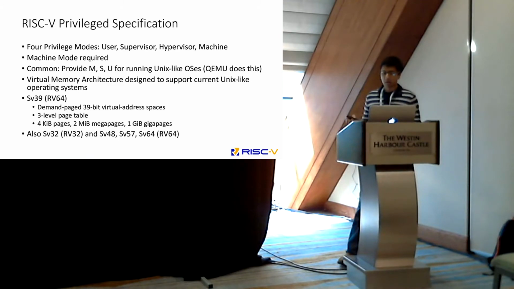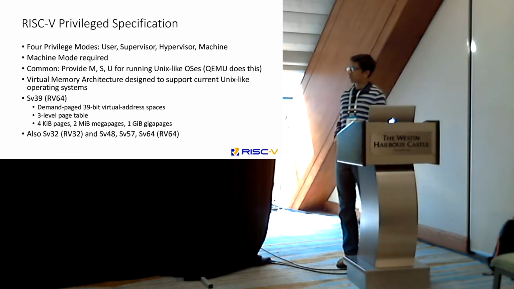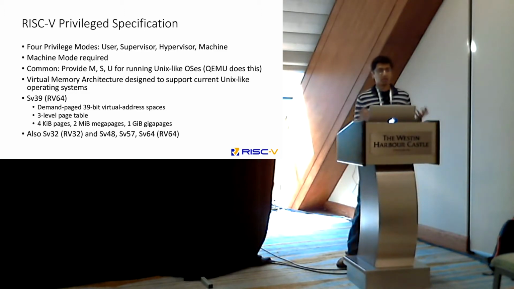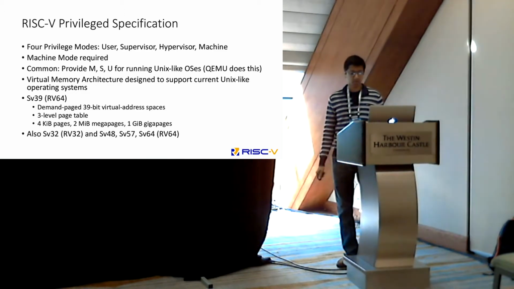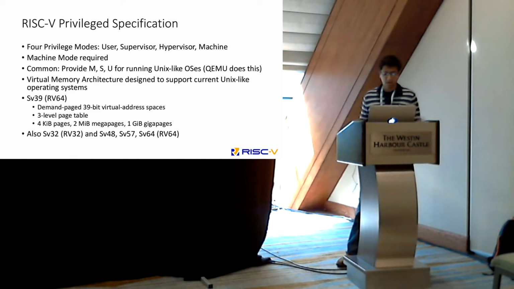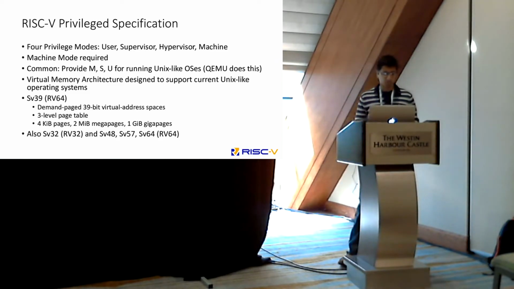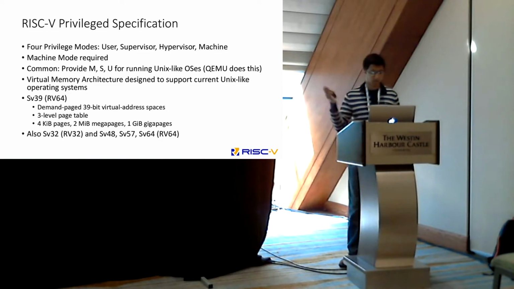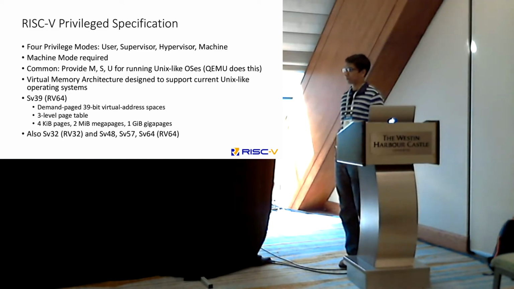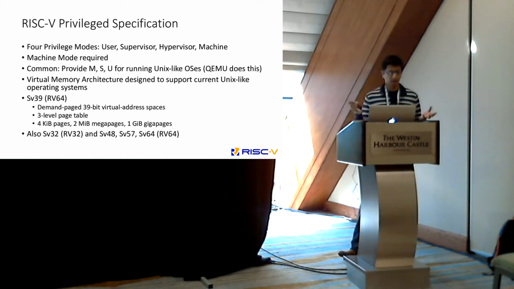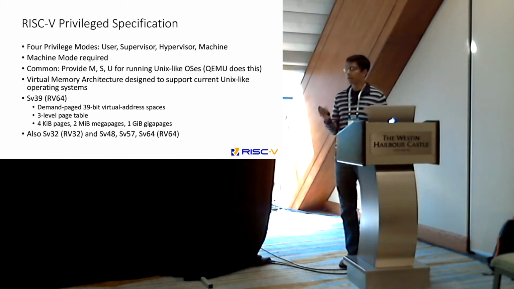Then you have to worry about your memory translation. The virtual memory architecture is basically designed to support standard Unix-like operating systems, so there's nothing crazy going on here. For example, with the SV39 spec that's used in RV64, which is 64-bit RISC-V, you get the regular stuff. You get a demand paged virtual address space. In this case, SV39 means it's a 39-bit virtual address space with a 3-level page table, and you can have pages of various sizes, with the standard being 4 KB.